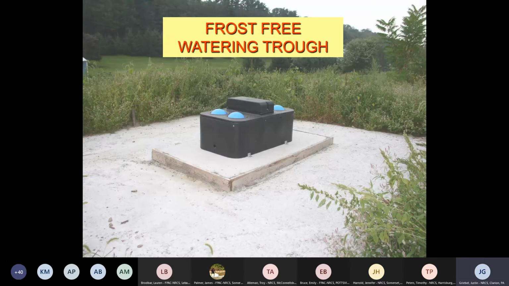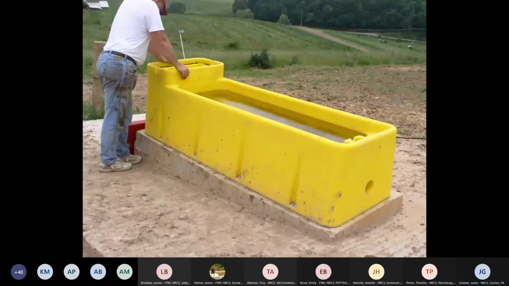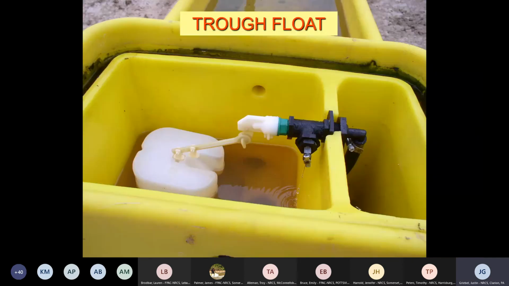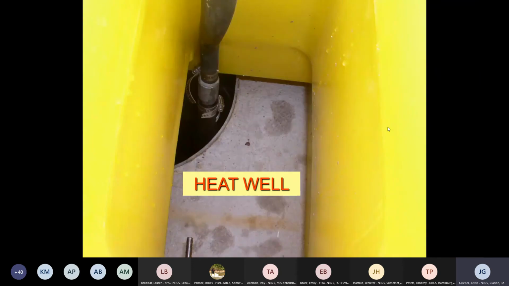Here we've got a frost-free watering trough. The animals would go up, push on the blue ball, and beneath that is the water where the animals can get a drink. Another look at a frost-free water trough. You can see the float in the trough from the pressurized system. You can also look down in a heat well.